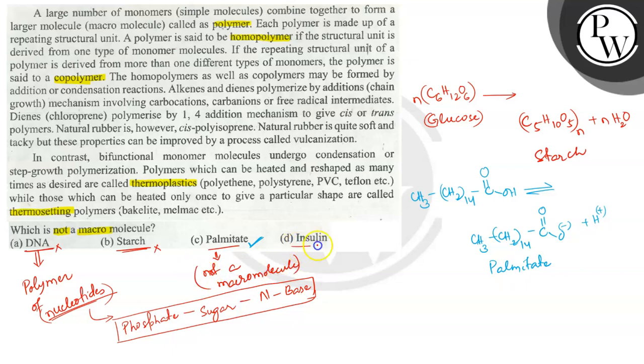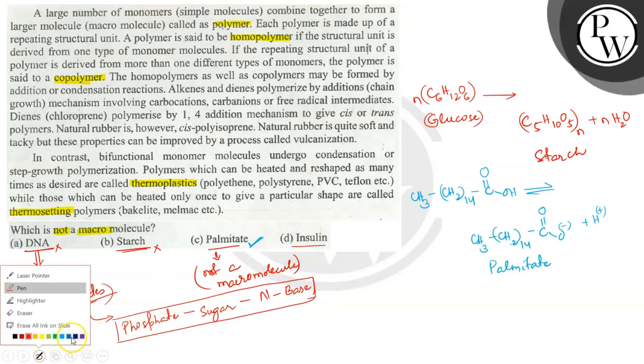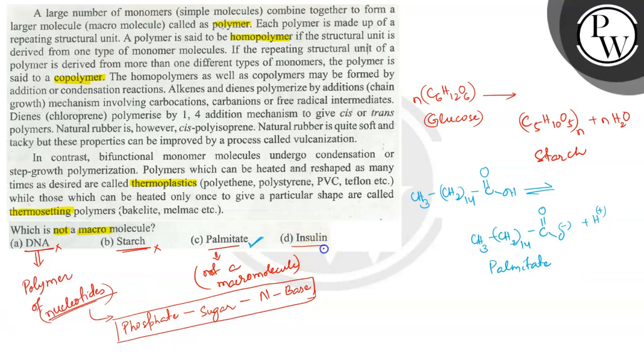And in option D we have insulin. So अगर हम insulin की तरफ देखें, insulin is a polymer of fructose. So अगर ये एक polymer है then this must be a macromolecule. So this is a macromolecule and this is not our correct option.